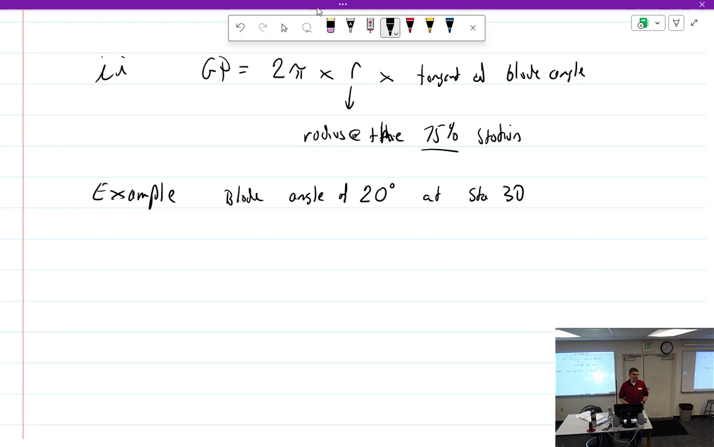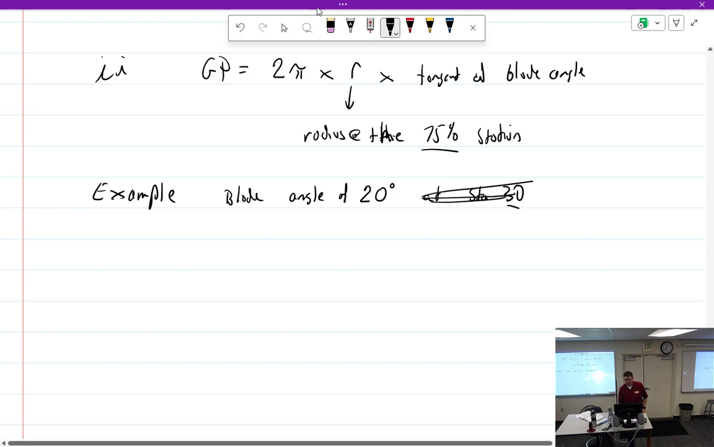If we wanted to do our math, we could figure out how big the prop was and all that, but I just gave you the 75% station. Actually, I could have done it like this. I have an angle of 20. I'm going to make it more difficult: at the 75% station, and the prop is an 80-inch prop.